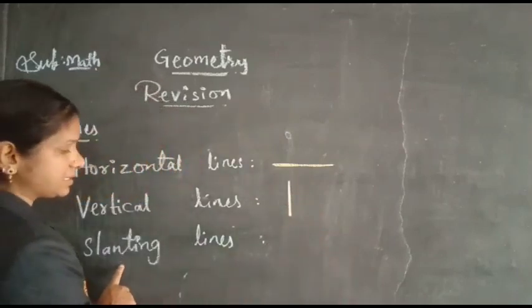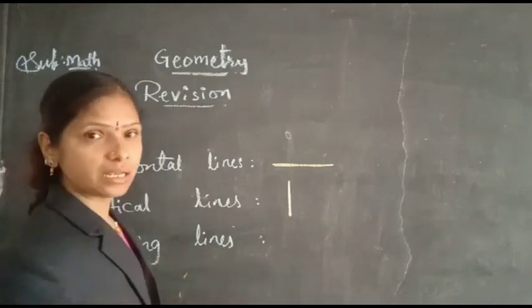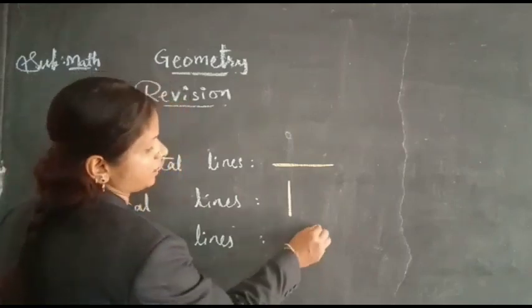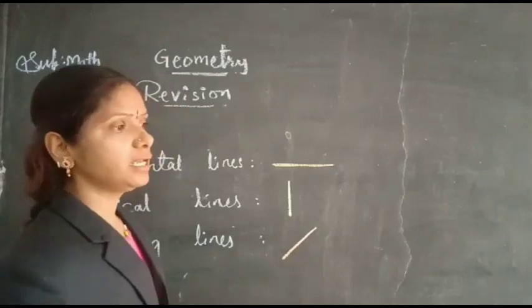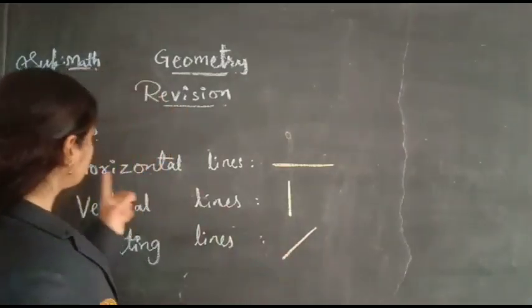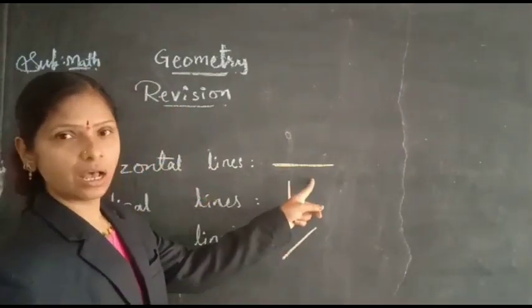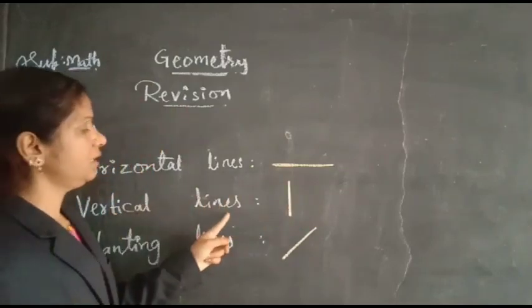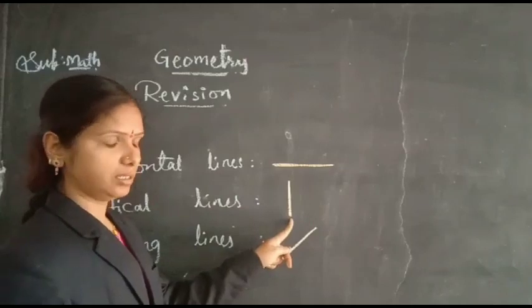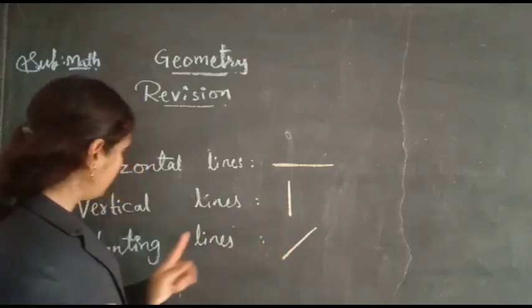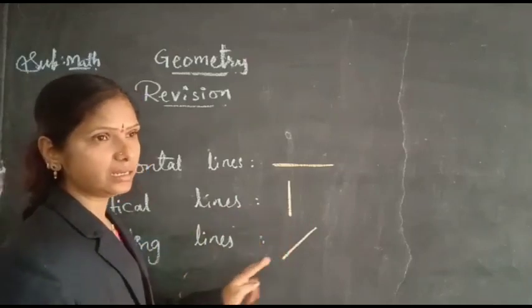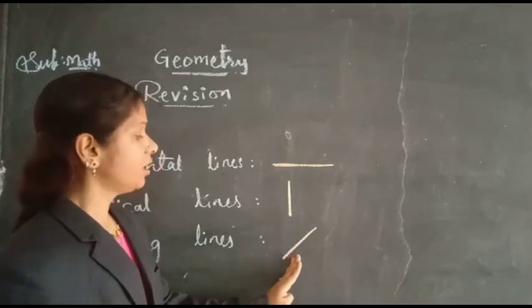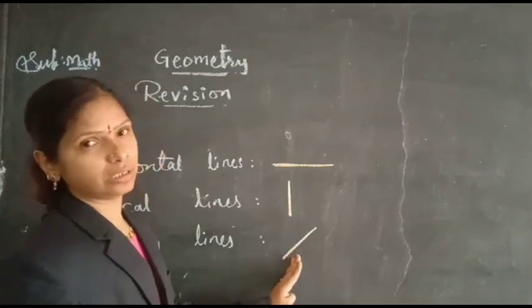And next, slanting lines. Slanting lines are nothing but sloping lines. We can take it as a sloping line also. So horizontal lines look like this, or you can call it a sleeping line also. Vertical line, or you can call it a standing line. And slanting line, nothing but a sloping line also.